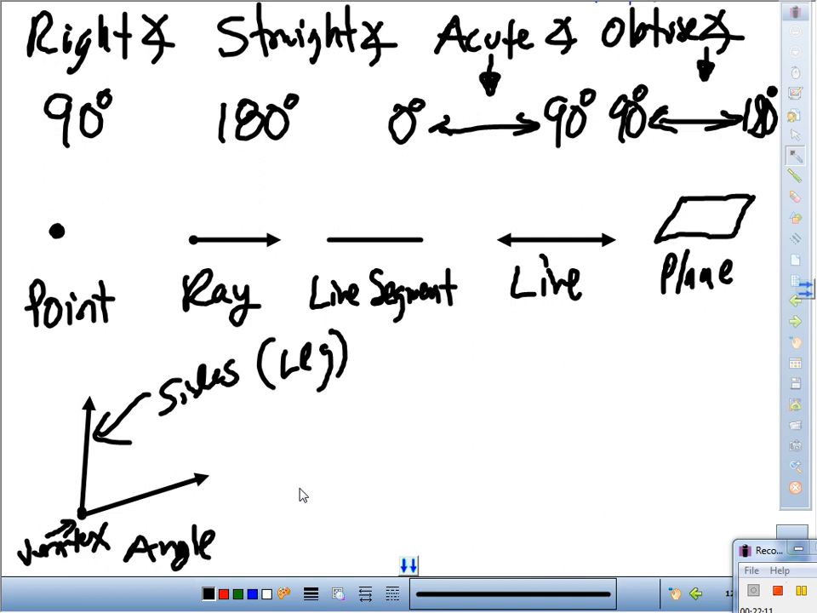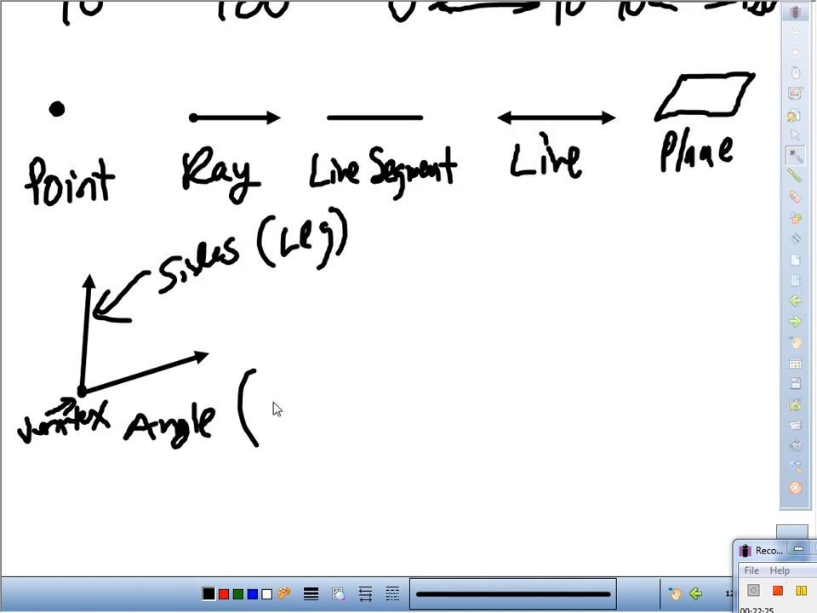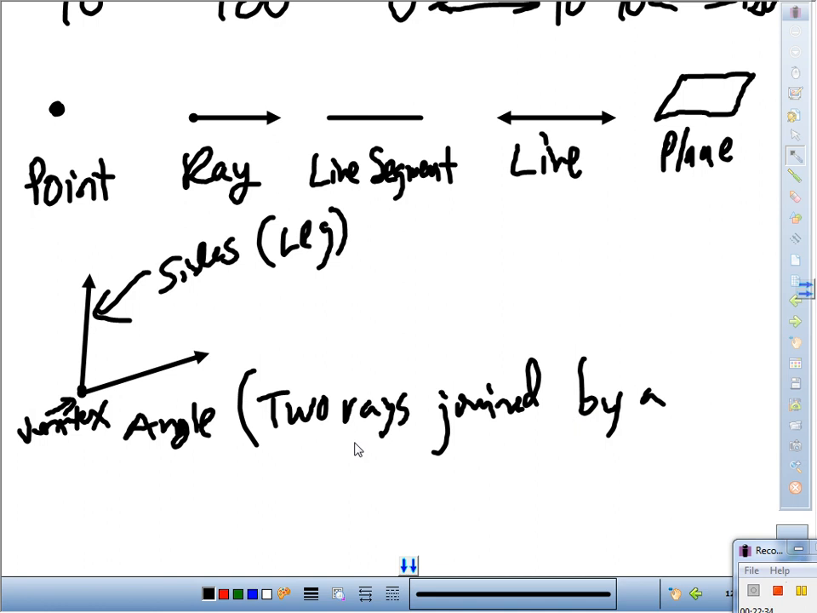Now check this out. By what you saw me do right now, what do you think would be a definition for an angle? An angle is what? Two rays joined by a common vertex. That is correct.